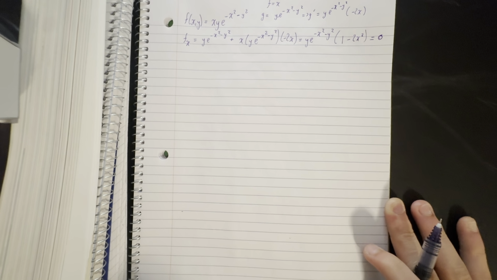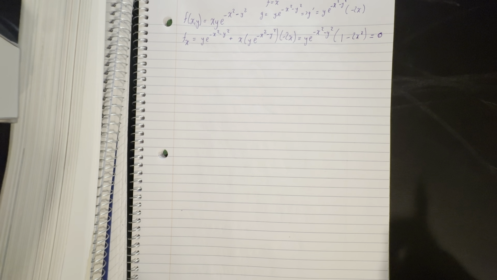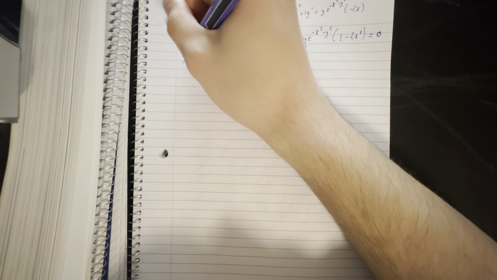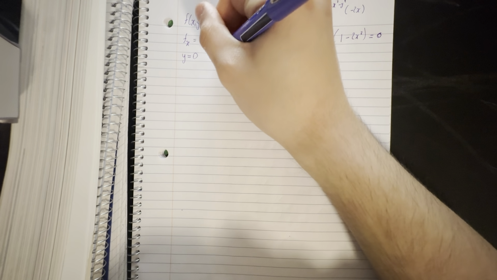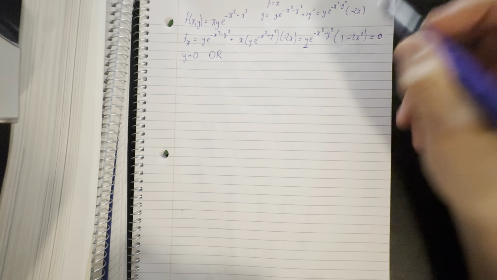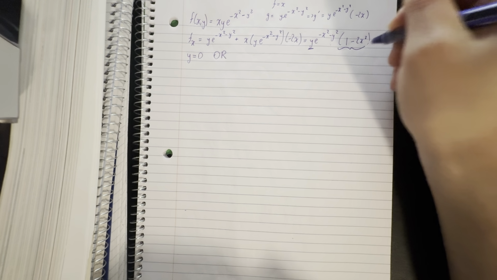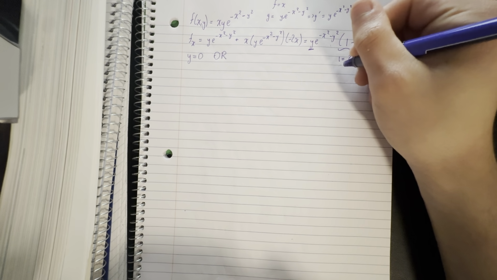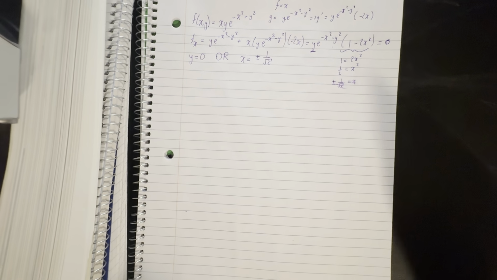So you have two things that can happen to make this 0. y can equal 0, or this can be 0. So 1 equals 2x squared. 1 over 2 equals x squared. So plus or minus 1 over root 2 equals x. So or x equals plus or minus 1 over root 2, right?